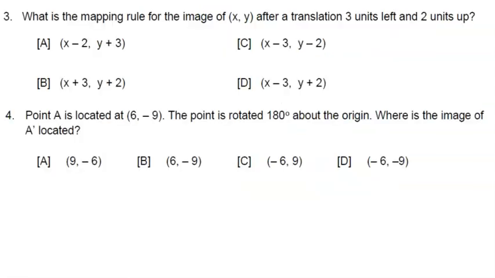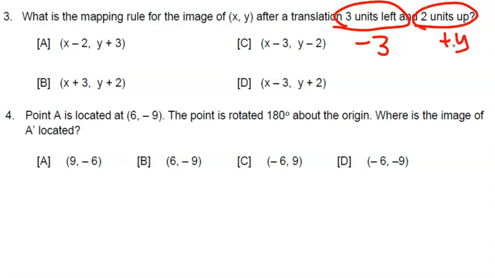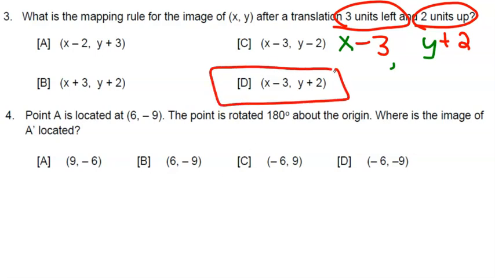Number 3 asks you which one is the math rule for a translation 3 units to the left and 2 units up. So left and right affects the x coordinate, and up and down affects the y coordinate. Whoops, I wrote a y there instead of 2. I was getting ahead of myself. So there we have the rule, and we find the matching multiple choice.